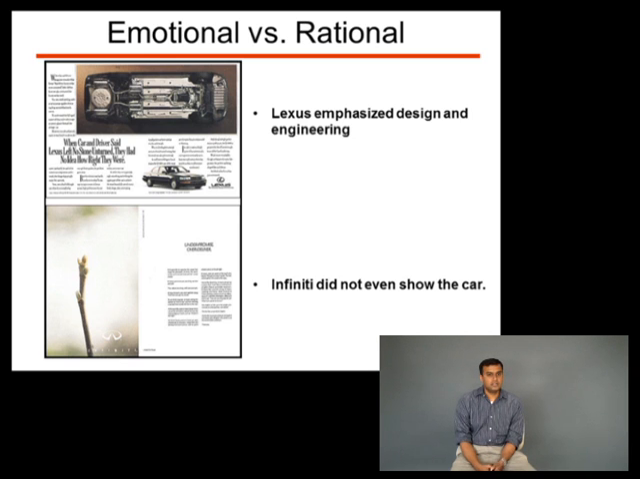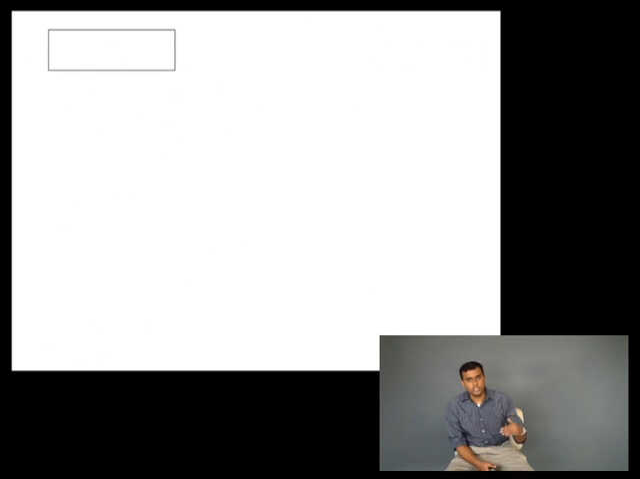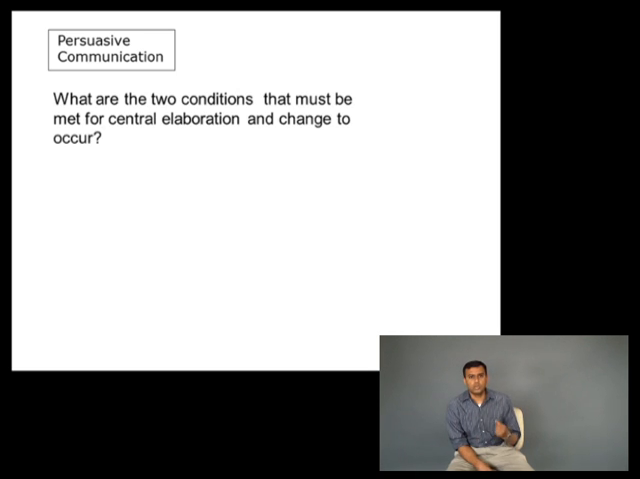Whereas Infinity, on the other hand, didn't even show the product, just had some mood set up for how you would feel when the product was used. Okay, and what does high involvement mean? Okay, so that's what Petty and Cacioppo explored in their elaboration likelihood model. And any sort of persuasive communication, which they examined with the series of the experiments that they did, there are two conditions. And the first condition for central processing to happen is, are people motivated or not?